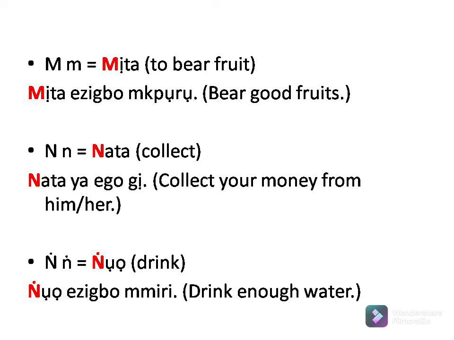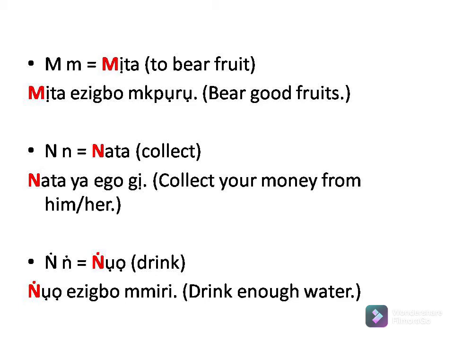The next letter is ng. The name that when you pronounce it, it's as if there is an airflow through your nostril. And you have it in a word like ngo, to drink. Ngo, to drink. And in sentence we have ngo ezigbo mmiri. Ngo ezigbo mmiri, which means drink enough water. Drink enough water. Ngo ezigbo mmiri.